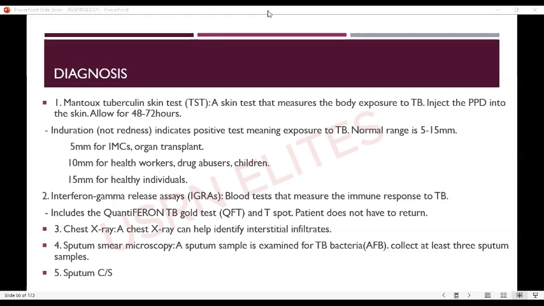Then 15 is for a healthy patient, someone who doesn't work at the hospital, not a prisoner, not homeless, not even compromised. For them, we are expecting 15 millimeters. Now, I have a question. What if the patient records 8 millimeters? Where does the patient fall? Is it positive or negative? 8 millimeters.